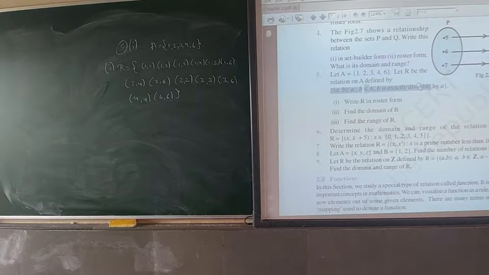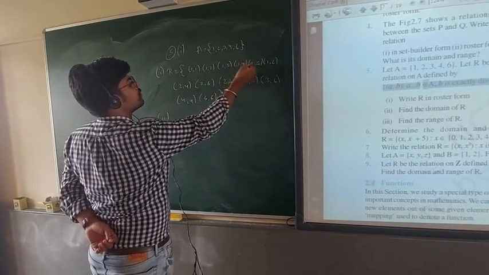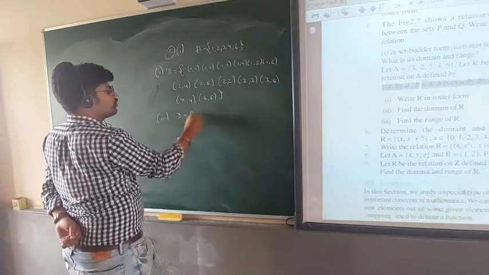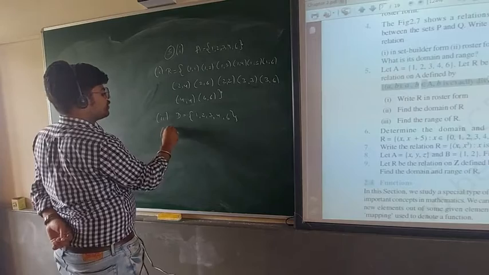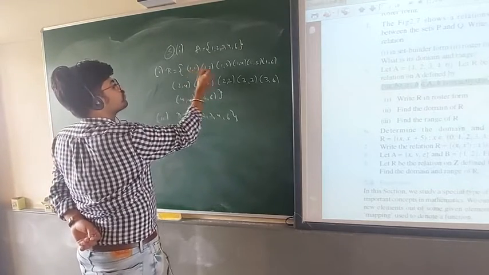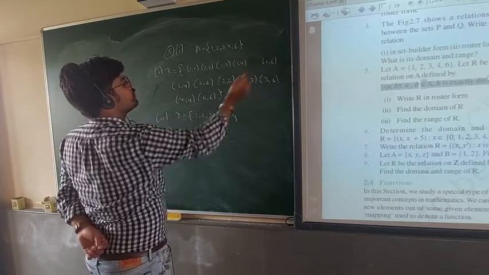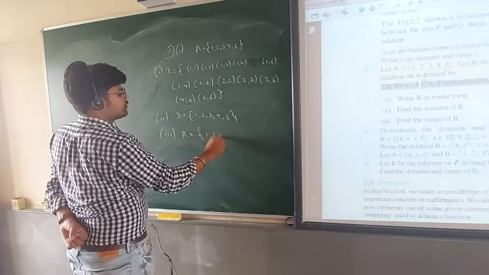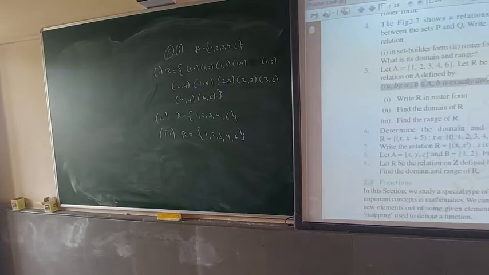Now, the second part is to find the domain. If you see that, what is the domain? The domain is the first elements: 1, 1, 1, 1, 1, 2, 2, 2, 3, 3, 4 and 6. So the domain is {1, 2, 3, 4, 6}. And the third part is the range. The range is the second elements: 1, 2, 3, 4, 5, 6, but 5 is not there. So {1, 2, 3, 4, 6}, all the elements are there. So this is the answer.